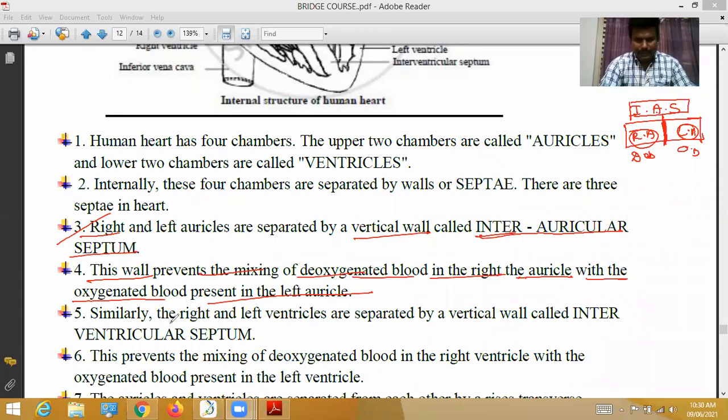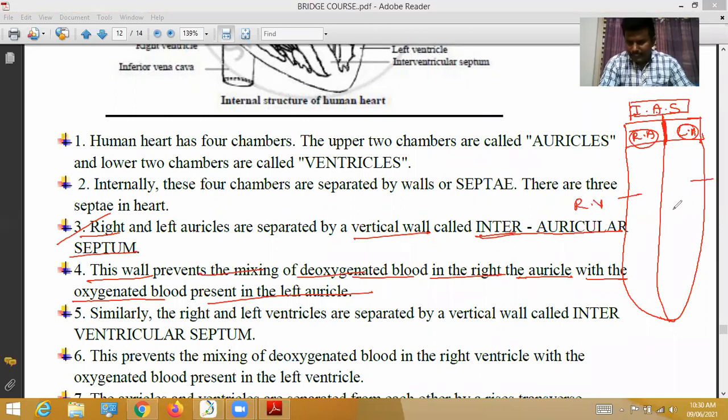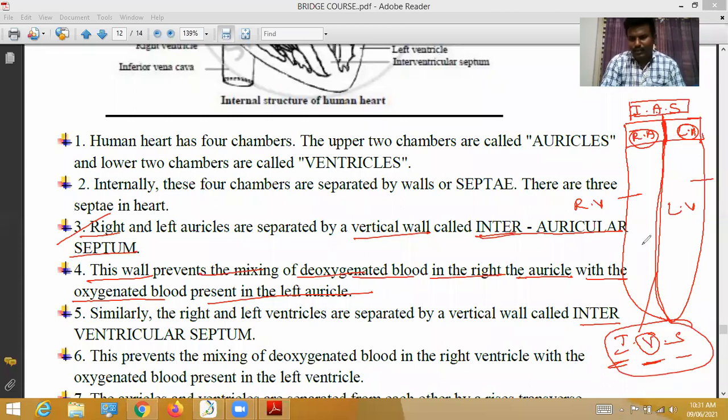Next, similarly, the right and left ventricles. This is the right ventricle, and this is the left ventricle. Both are separated by a vertical wall. This wall is a septum that separates the ventricles. That's why it is called the interventricular septum.